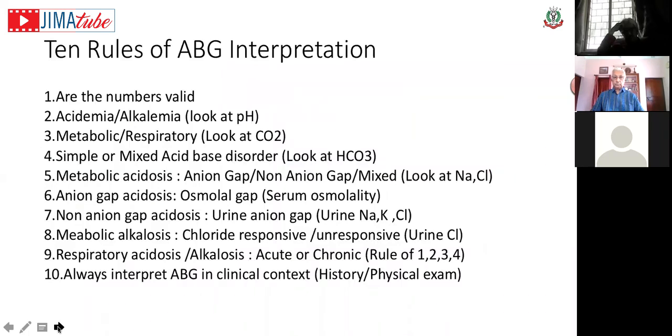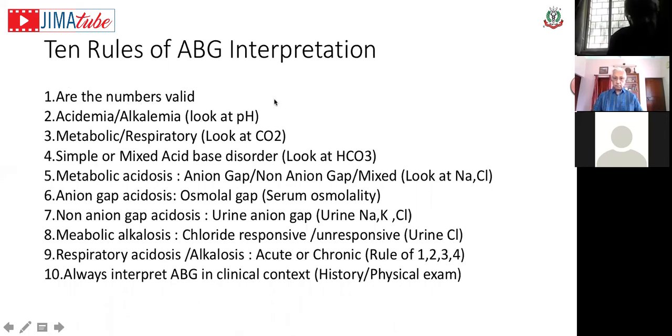So let us just summarize what we discussed in these 2 lectures, and then I will hand it over to Professor Ganguly for his summary. Now, 10 rules of blood gas interpretation. The first is, are the numbers valid? As we discussed, you can look at Henderson's equation. With that, you calculate the hydrogen ion and convert it to pH. 80 minus hydrogen ion should be the last 2 digits of pH. But this is not done nowadays because the blood gas machine will tell you if the numbers are not valid.